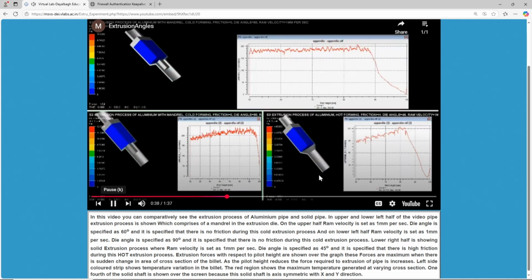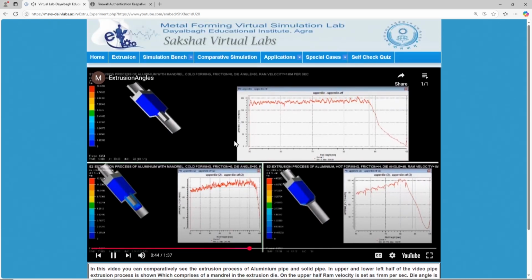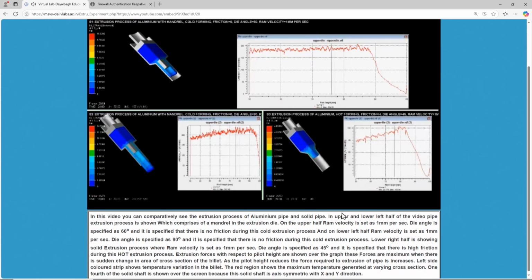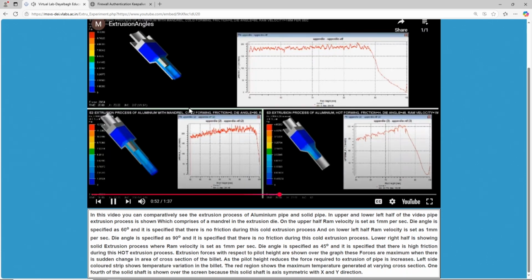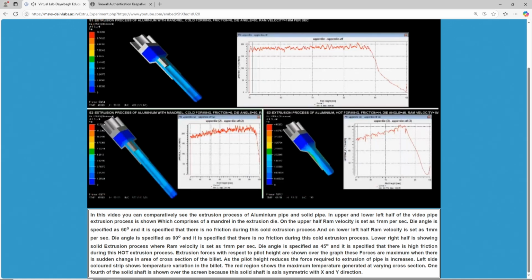is given. So there is a comparison between the 2 cold extrusion and 1 hot forming process. So this is cold, the top, the left bottom is cold, the right half is hot. So the comparative change or flow and speed that you can see here. So as the pipe height reduces, the force required for the extrusion of pipe increases.